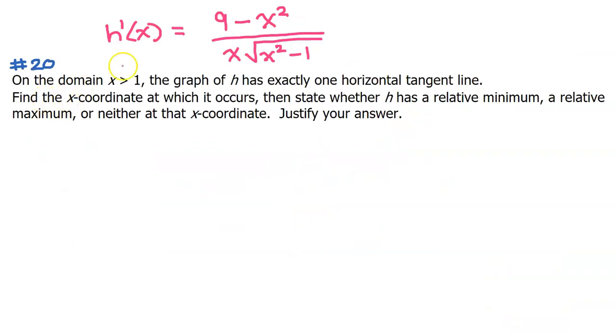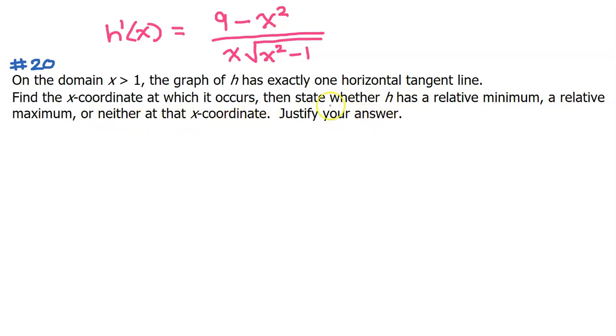Number 20 refers back to function h from problem number 19, for which we found the derivative, which is shown here. On the domain x is greater than 1, the graph of h has exactly one horizontal tangent line. Find the x-coordinate at which it occurs. Then state whether h has a relative minimum, a relative maximum, or neither at that x-coordinate.